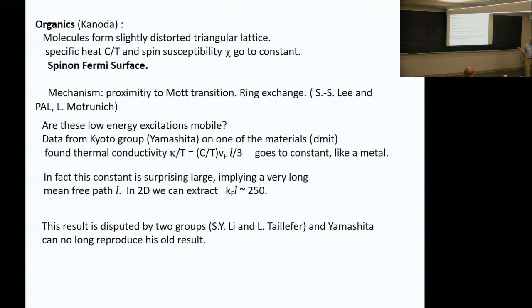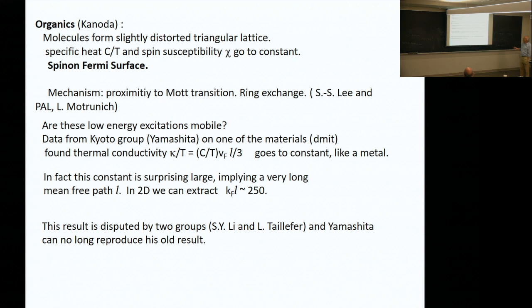Okay, so this, as far as I'm concerned, is already kind of a smoking gun for a spinon Fermi surface. But we get greedy, right? So people want to ask, are these objects mobile? Right? If you have a Fermi surface, they really should be mobile. Right? So how do you show that? Well, one way of showing that is to measure thermal conductivity. Right? These things don't carry charge, but they carry heat because the spins carry entropy. Right? So thermal conductivity should behave like a metal. That's the prediction.